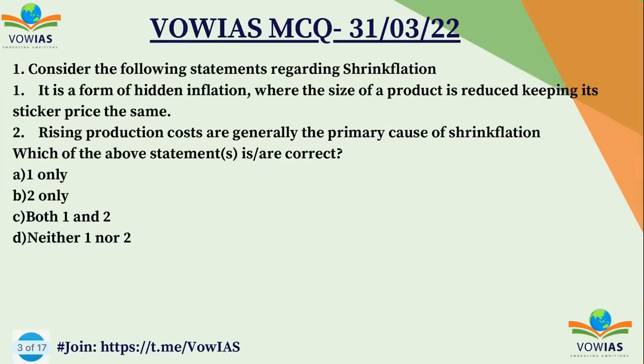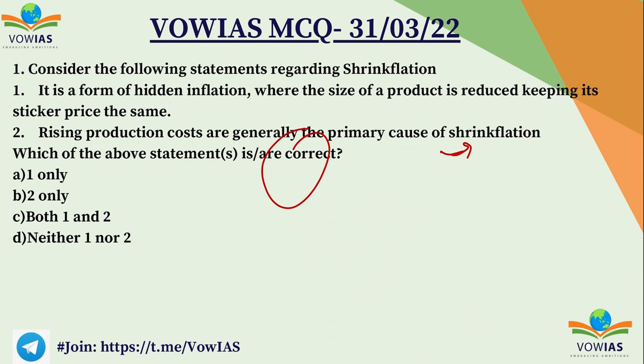Now let's look at the first question. Consider the following statements regarding the shrinkflation. First one, it is a form of hidden inflation where the size of a product is reduced, keeping its sticker price the same. Second one, rising production costs are generally the primary cause of shrinkflation. Which of the following are correct? You have to choose the correct option. A 1 only, B 2 only, C both 1 and 2, and D neither 1 nor 2.